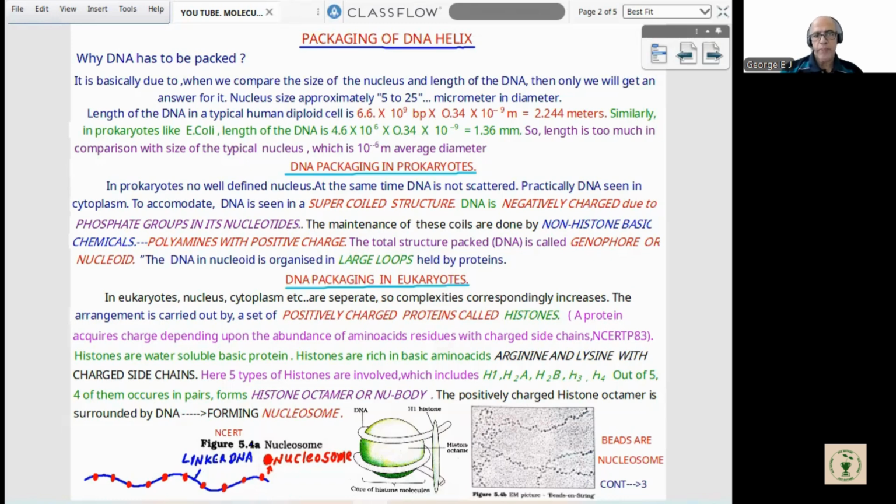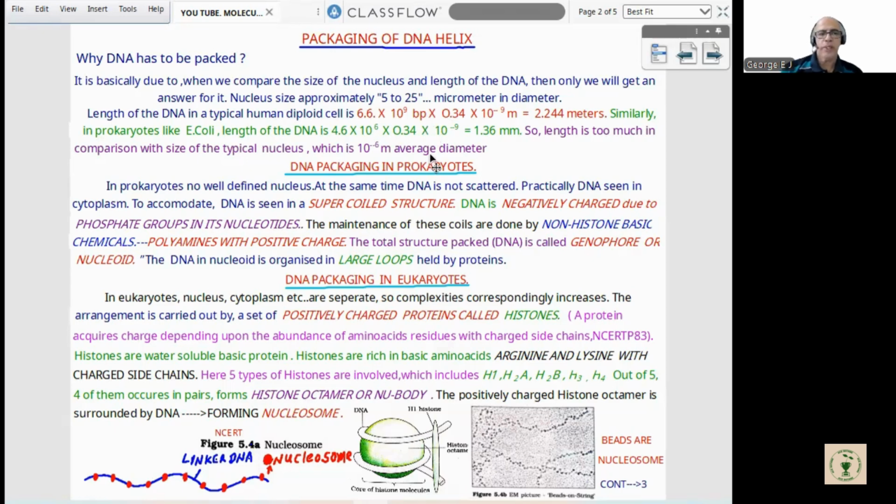In a typical human diploid cell, as we studied in the genome topic, you'll remember a table-like arrangement in NCERT: 6.6 into 10 raised to 9 base pairs. For converting into meters, multiply by 0.34 into 10 raised to minus 9 meters, an important calculation. And we'll get approximately 2.244 meters. See, one is micrometer, the other is meter.